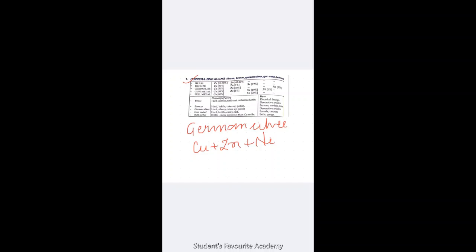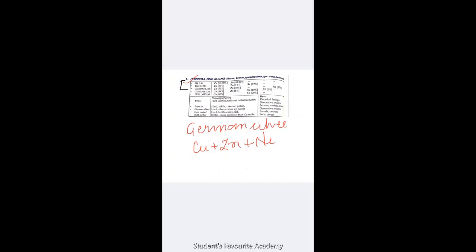Okay, so this is the thing. Then when I talk about gunmetal, then the constituent has been given, and the bell metal. So if you want to know that what all things are important in this, children, you can just remember the first three alloys which are there. They are very important: brass, bronze, and German silver.